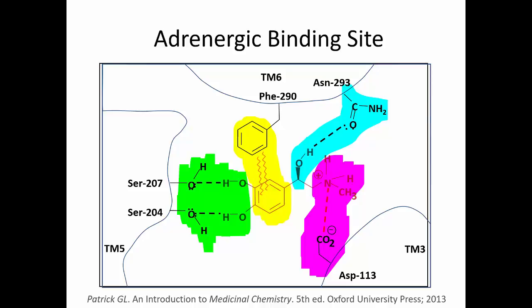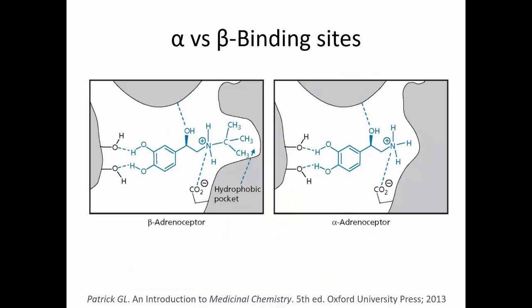So larger N-alkyl groups lead to selectivity for beta adrenoreceptors. What we mean by this is larger alkyl groups lead to selectivity for the beta adrenoreceptors because there is an extra hydrophobic pocket for it to occupy, which is not present in the alpha adrenoreceptors.